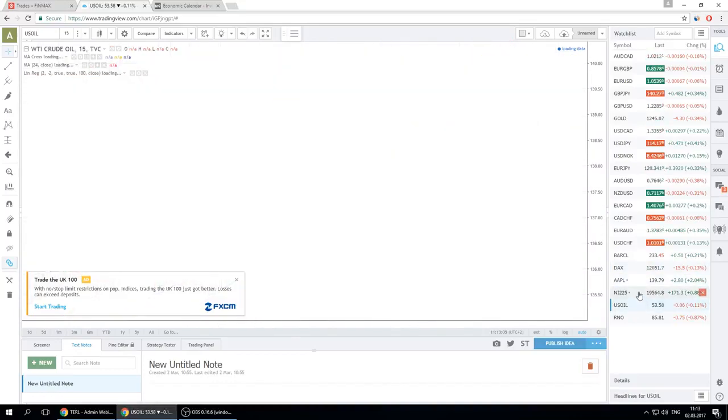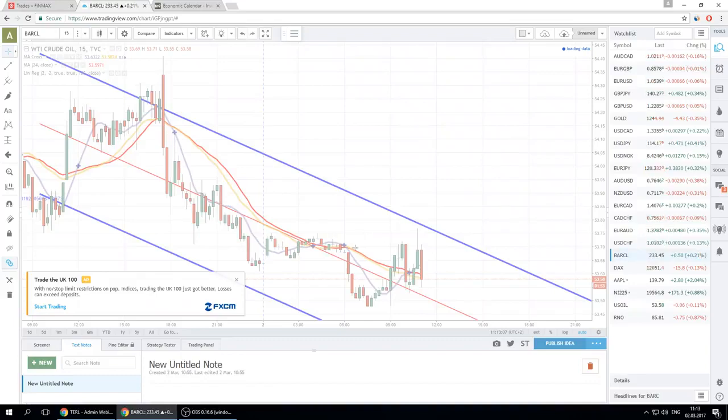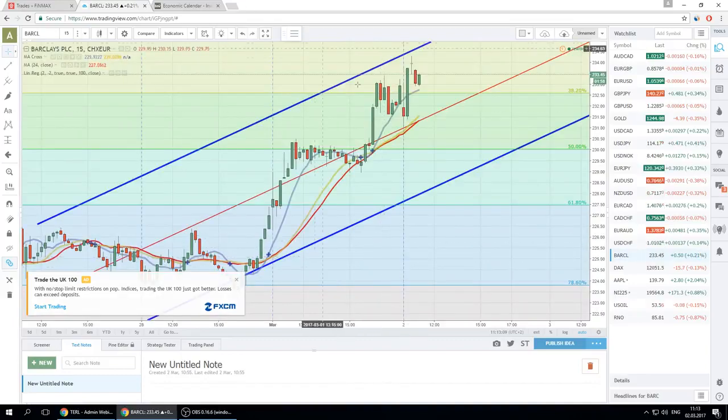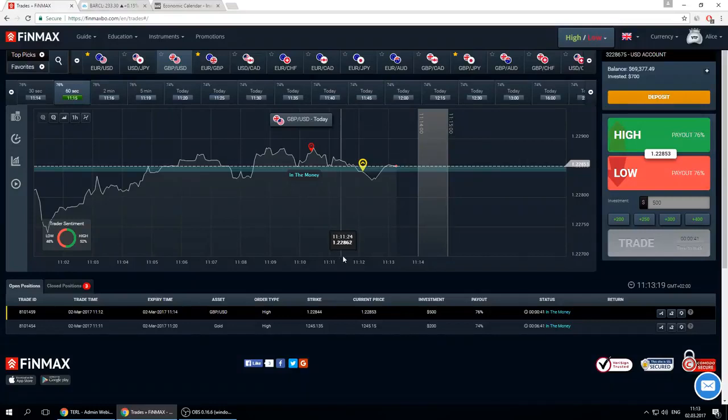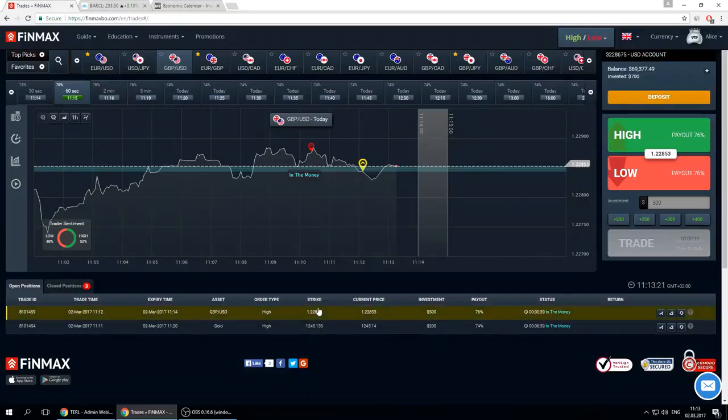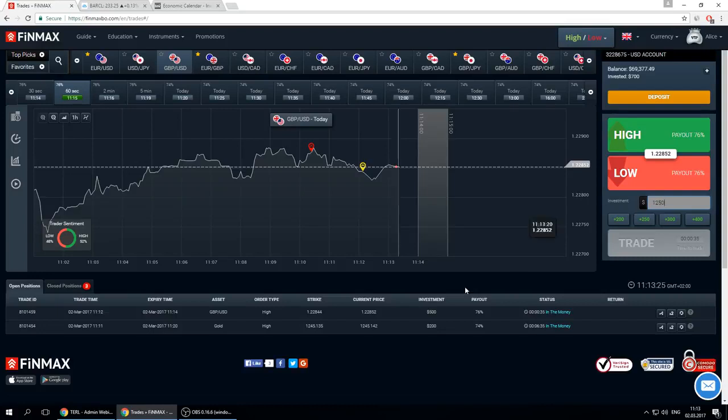Apple. Nikkei is closed right now. So what is Barclays? Oh, here is like a beautiful doji. Okay, they're in the money, but I will prepare for the next step anyway.